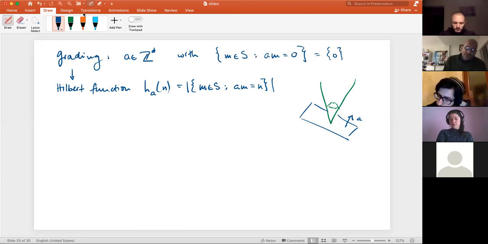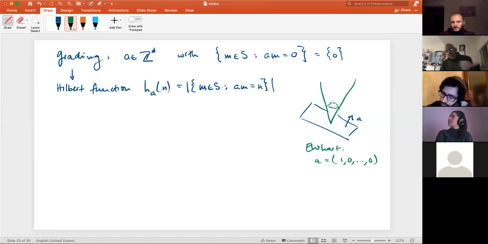So if I want to do this for the Ehrhart series, then my A is the beautiful vector 1, 0, 0, 0. Then I have a horizontal hyperplane, and I just go straight up. But you can do this for other hyperplanes, and we talked about this a little bit on Tuesday. So that's what makes an Ehrhart polynomial a special case of a Hilbert function.